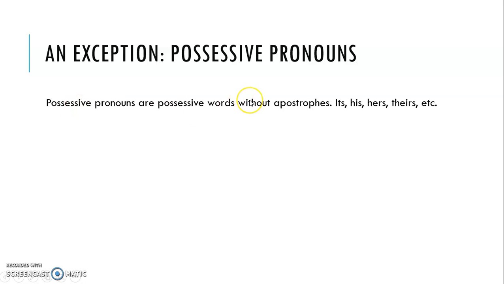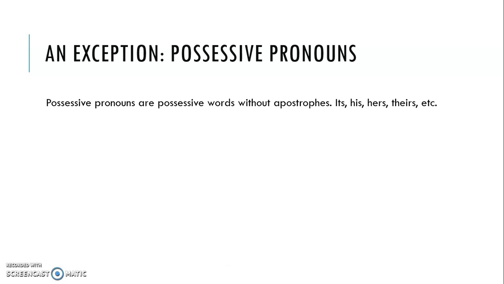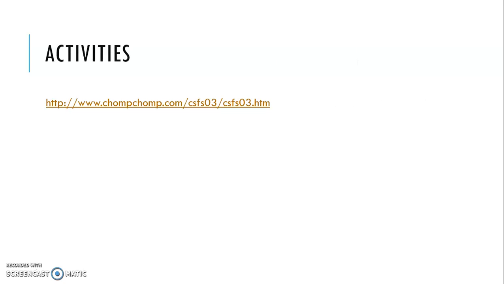Basically, possessive pronouns are possessive words, but they don't have apostrophes. So ITS, its, suggests that a thing belongs to it. IT apostrophe S is just a contraction for it is. And apostrophes do make contractions, but you shouldn't be using contractions in your formal writing, so really the only time you'll have apostrophes is for possessive words, except for possessive pronouns. That helps me remember. If it confuses you more, then just ignore it.